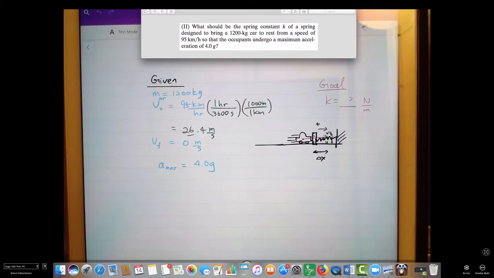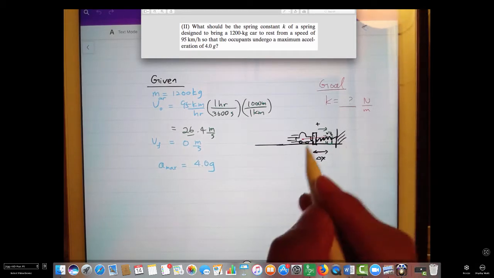Hi everyone, let's solve another conservation of energy problem. What should be the spring constant K of a spring designed to bring a 1200 kilogram car to rest from a speed of 95 kilometers per hour so that the occupant undergoes a maximum acceleration of 4.0 gravity? So that's the acceleration. So here's a picture.